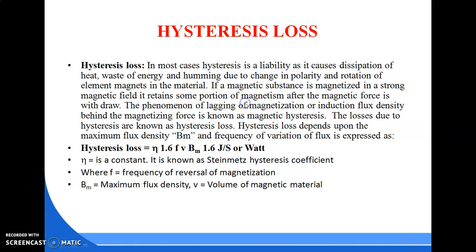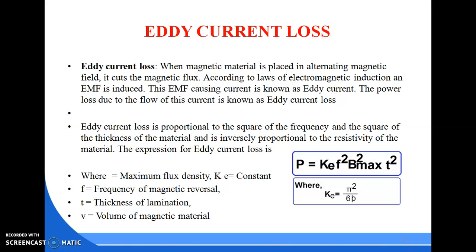Now we will discuss another loss, that is eddy current loss. When a magnetic material is placed in an alternating magnetic field, it cuts the magnetic flux. According to Faraday's law of electromagnetic induction, an EMF is induced. This EMF causes a current known as the eddy current. The power loss due to the flow of this current is known as the eddy current loss.